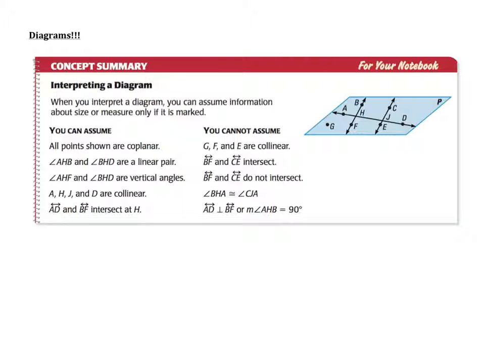And finally, I cannot assume that line AD is perpendicular to line BF, or that the measure of angle AHB is equal to 90 degrees. When we look at this, here's line AD and here's line BF. They may look like they're perpendicular, meaning that they intersect to form right angles. But if we're not told that it's forming right angles, or that the angles themselves are right angles, either by being told they're equal to 90 degrees or shown on the diagram that it's a right angle, we cannot assume that it's a right angle or that they are perpendicular.